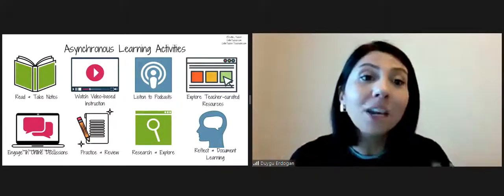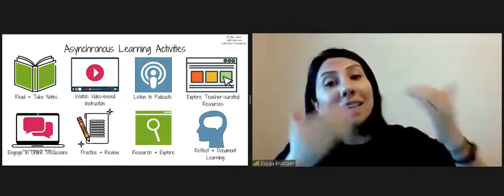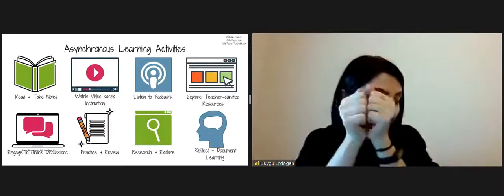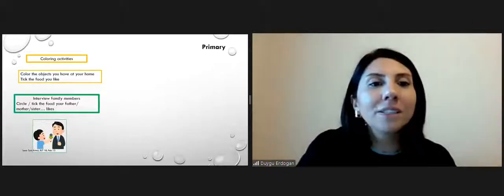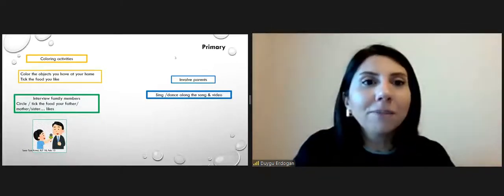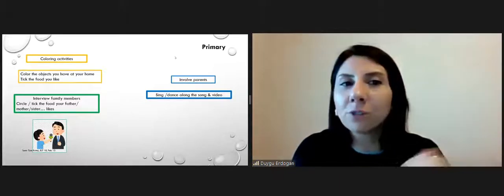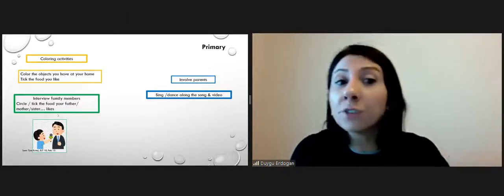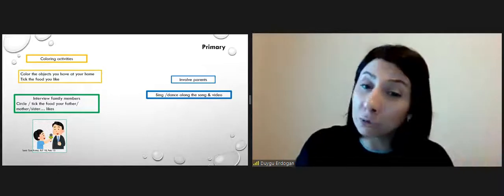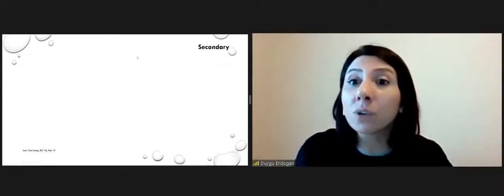So they're actually practicing something outside your lesson, but they need to bring it into the online lesson. So you actually combine these two, okay? Now, some ideas that we talked about, especially for primary, okay? Coloring helps in offline time, like color the objects you have, tick the foods you like, interview your family members. If they don't know how to write very well, maybe circling and ticking. So they're actually working with people at home.